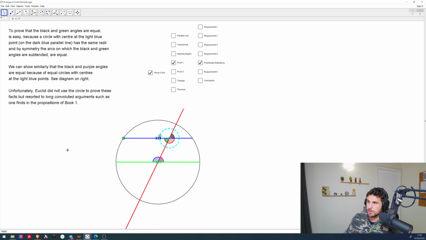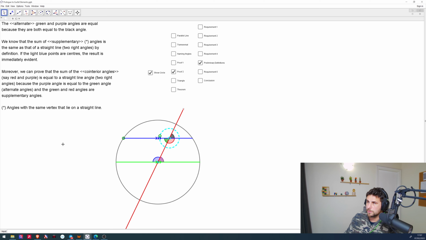We can show similarly that the black and purple angles are equal because of equal circles with centers at the light blue points. See diagram. The black and purple angles are the same, because if we define a circle around here and a circle around here, these are exactly the same shapes. Unfortunately Euclid did not use the circle to prove these facts, but resorted to long convoluted arguments such as one finds in the propositions of Book 1.